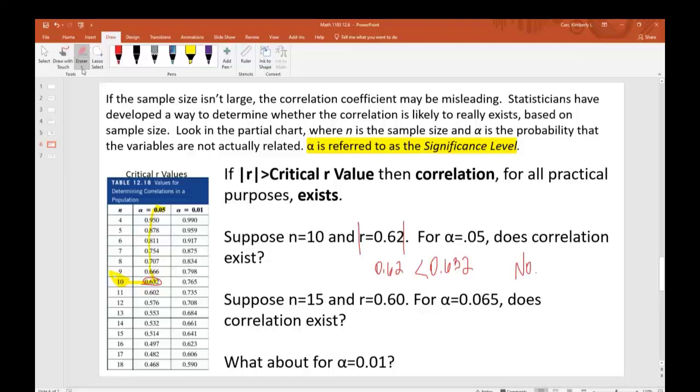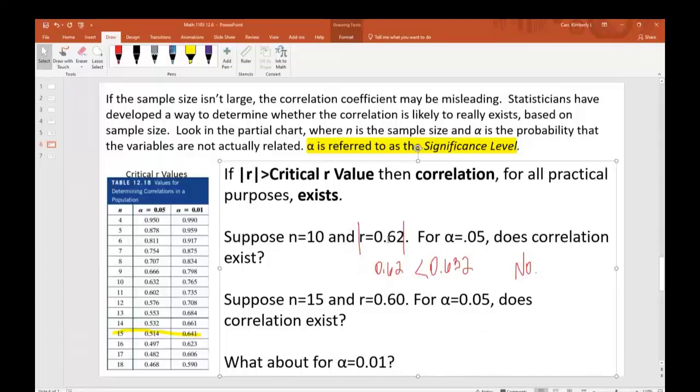Let's do another problem. Suppose n is 15. If n is 15, we're looking at this row, and it says alpha is 0.065, that's ridiculous. We're going to change that because I believe that's a typo. Watch how I can change a typo. It's like magic. We're going to say 0.05.